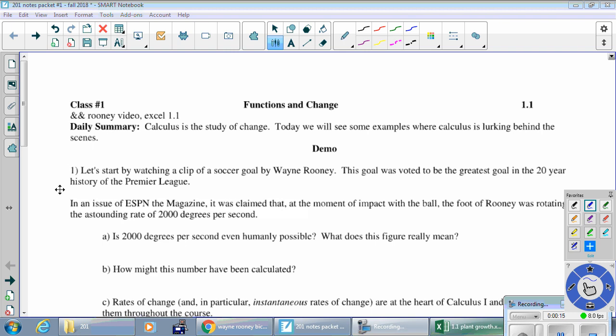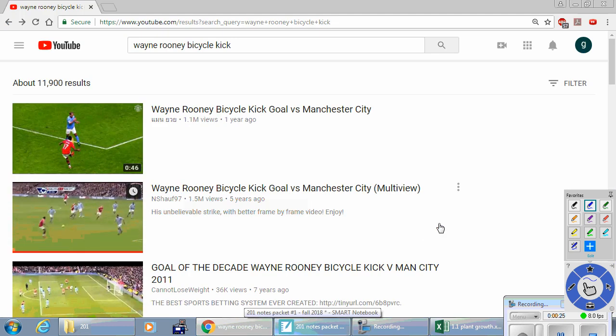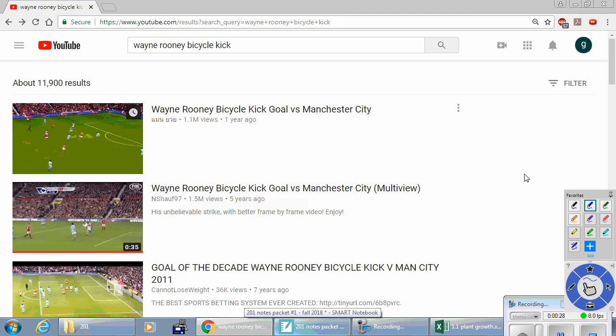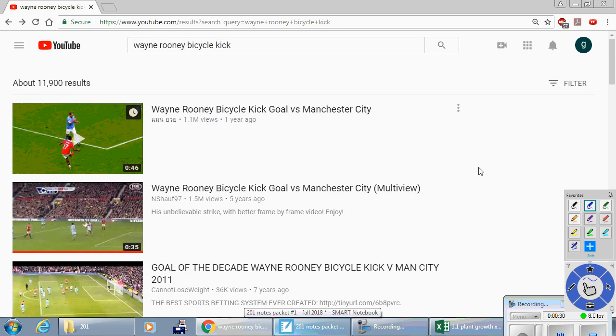Demo number 1. Let's start by watching a clip of a soccer goal by Wayne Rooney. This goal was voted to be the greatest goal in the 20-year history of the Premier League. So I'm going to show you a little bit of this clip on this video, but I'm not going to show you the whole thing. It's going to come out really splotchy just due to the number of frames per second that I'm recording in.